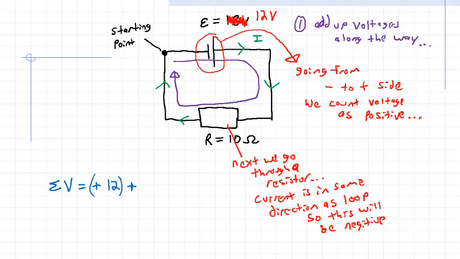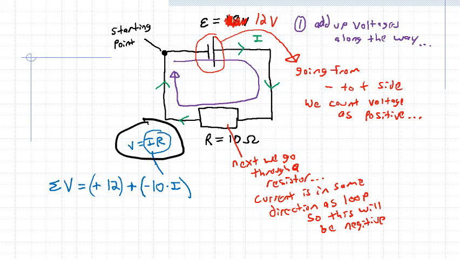Next, we're going to go through a resistor. Now, as we go through this resistor, we're saying that the current is going this way and the loop is going this way. And because it's in the same direction as the loop, we're going to say that this resistor is using up some of this voltage, and so it'll therefore be negative. So we'll have negative 10, from V equals IR from Ohm's law, negative 10 times I, being the current passing through.